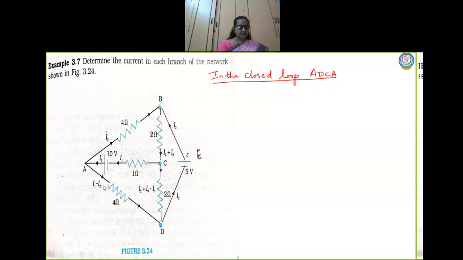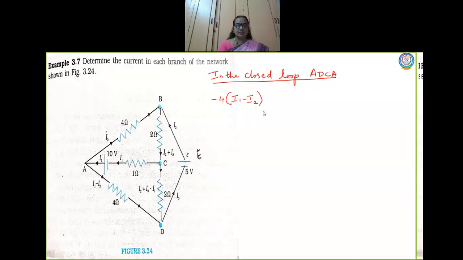Now look at the direction of current. The direction of current is said to be the assumed direction. So here the current is I1 minus I2, and the resistance is 4, so with a negative sign. Let me write here: minus 4 into I1 minus I2. For the first lead, I have written the value, because the direction of current is taken in the direction of the assumed value. Here I have I1 minus I2, and I have to write it with the negative sign, so minus 4 (I1 minus I2).